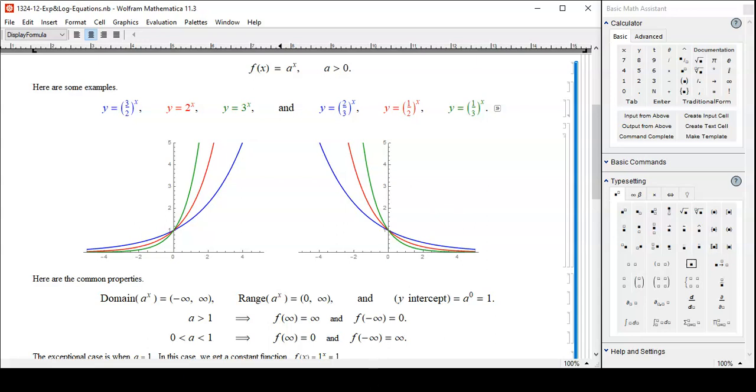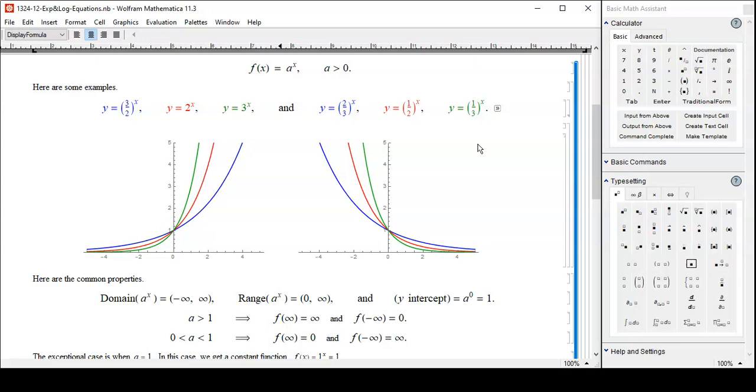Here in this notebook, I use the examples a equal to 3/2, 2, and 3 for case 1, and their reciprocals 2/3, 1/2, and 1/3 respectively as case 2, along with appropriate color coding. Please note the symmetry.